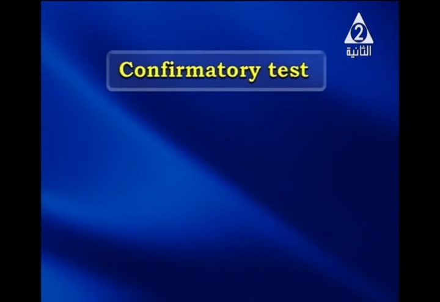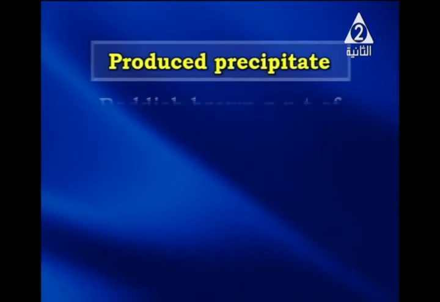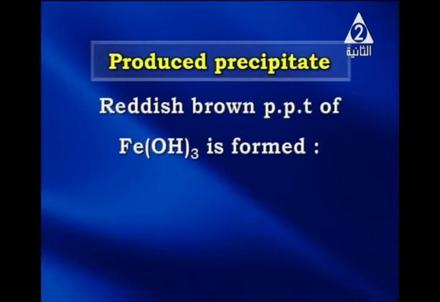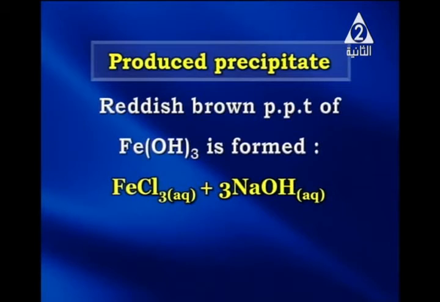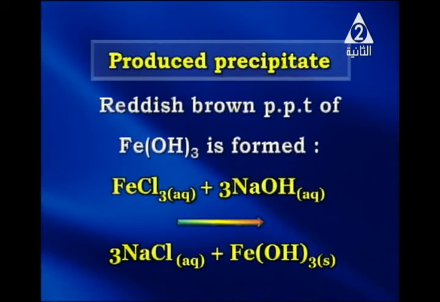And here the confirmatory test: to the salt solution of iron 3, add sodium hydroxide solution. Here the produced precipitate is a reddish brown precipitate of iron 3 hydroxide. As the equation proceeds on the screen, iron 3 chloride FeCl3 aqueous solution, salt solution, plus sodium hydroxide solution gives sodium chloride solution and reddish brown precipitate of iron 3 hydroxide, as the following animation will show.